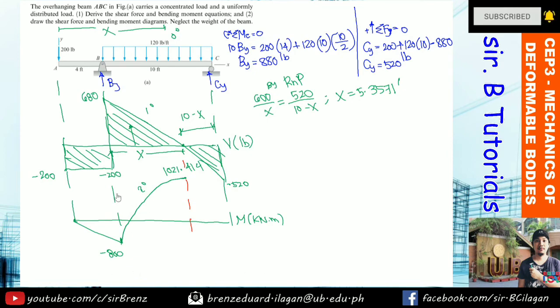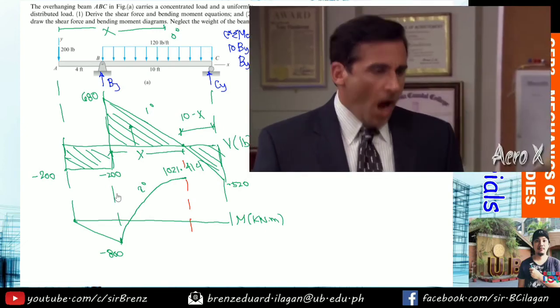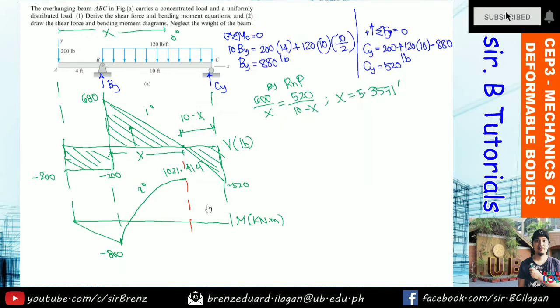So check ko lang ha. Negative 800 plus 1/2 of the base na 5.3571 multiply by the height na 680, 1021.414, and then minus 1/2 of 520 times 10 minus 5.3571. Negative 185. No! God, please, no!